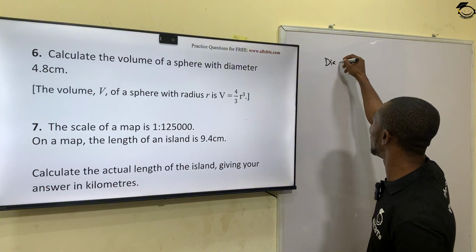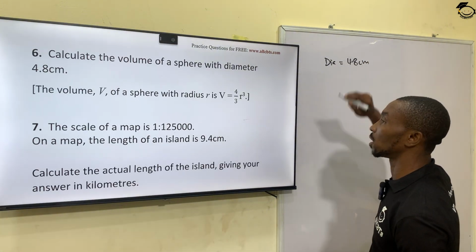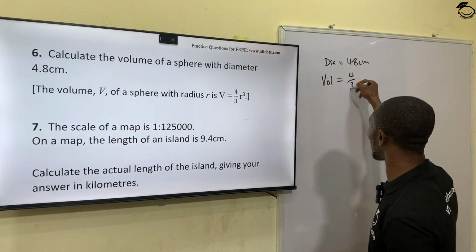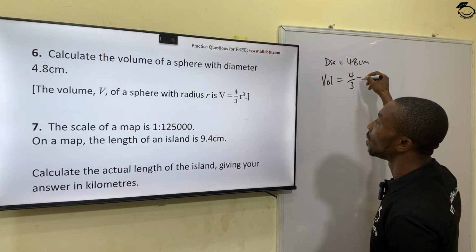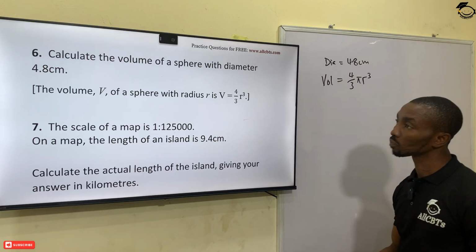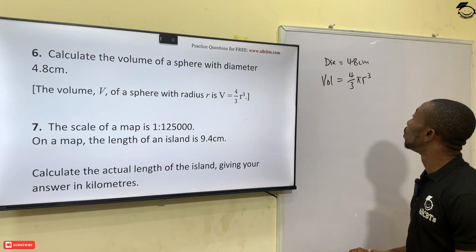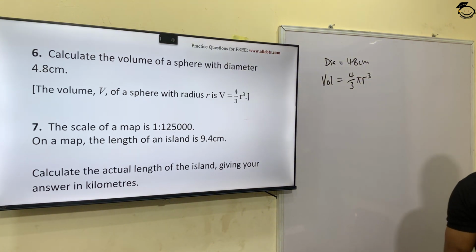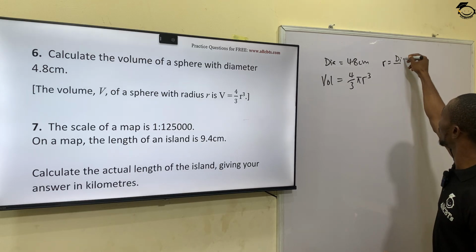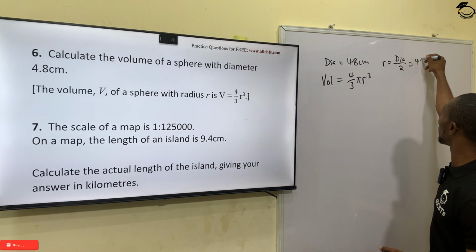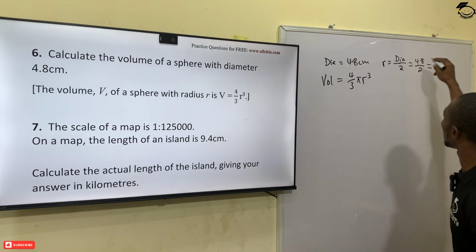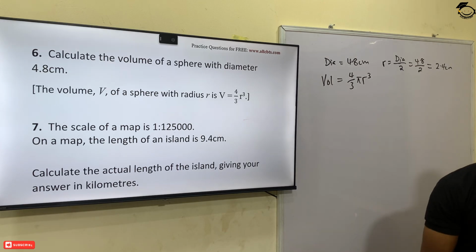Now we are given the diameter as 4.8 centimeters. And the formula for calculating the volume of a sphere is given as 4 over 3 pi r cubed. For us to find our radius, we know it is diameter over 2, which is 4.8 divided by 2, which gives us 2.4. So our radius will be 2.4 centimeters.